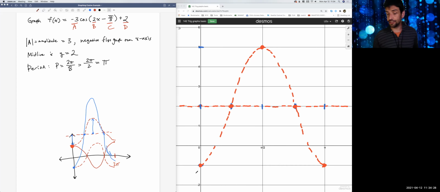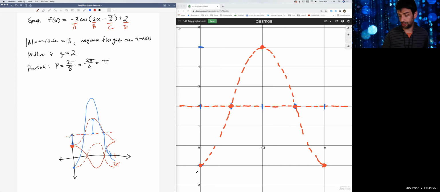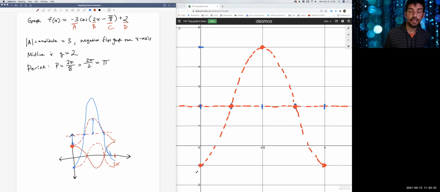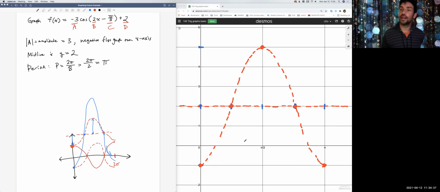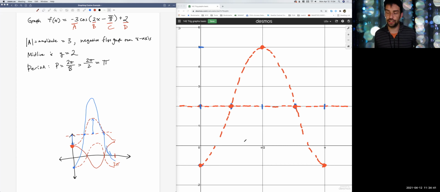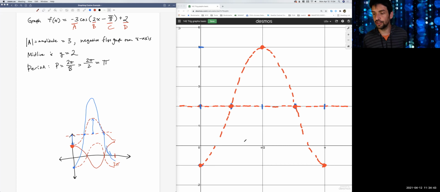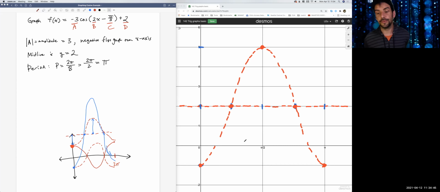So in any event, here's our rough sketch. We still have to do the phase shift. So let's go ahead and, oh yeah, I was going to say, our graphs are not going to be perfect, right? I'm sketching this by hand. This is not a perfectly shaped cosine graph. You can see all the shaky parts to it.